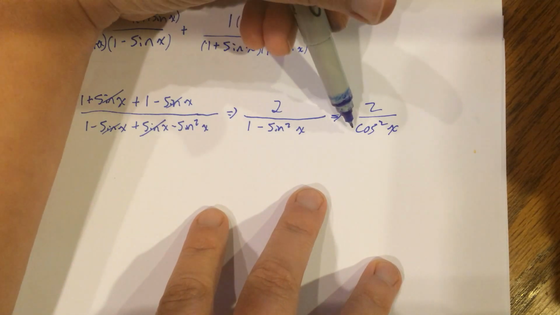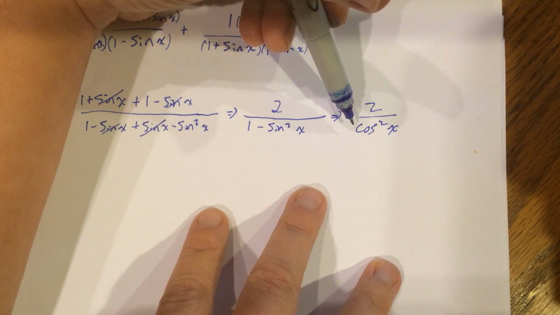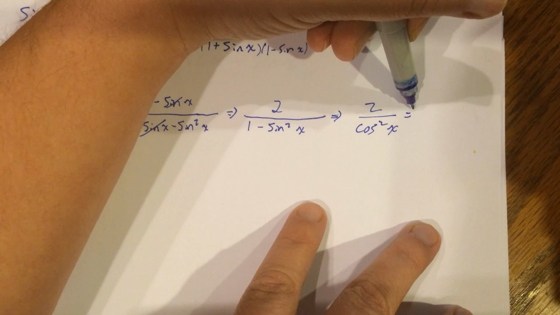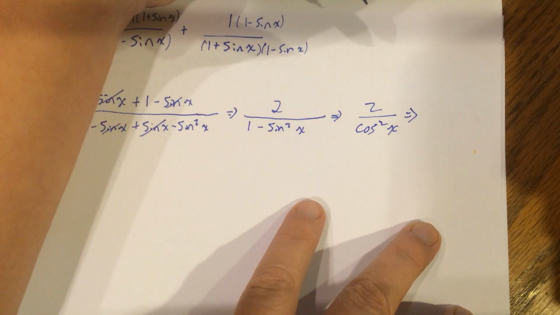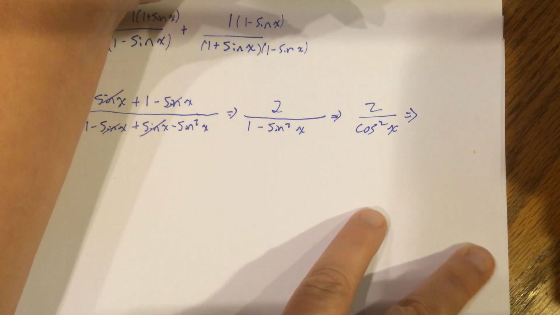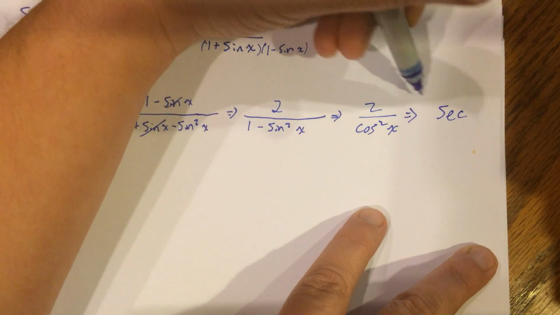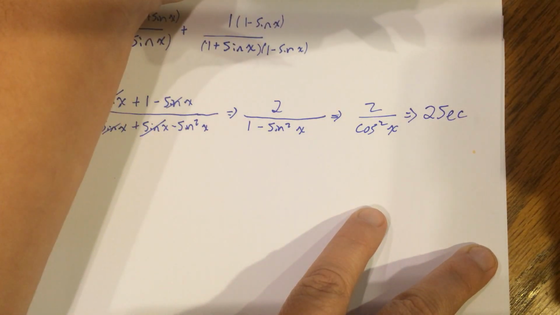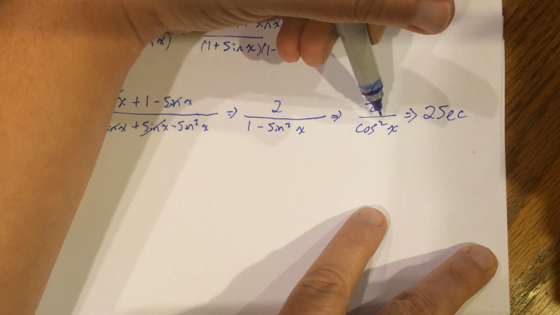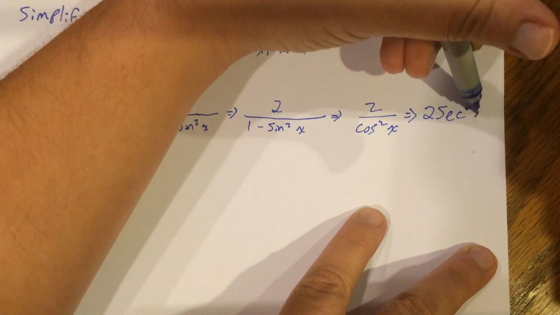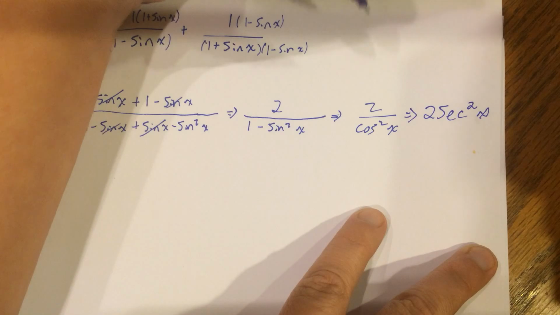Well, cosine's in the denominator, so if it's in the denominator, that means 1 over what? 1 over cosine is what? 1 over cosine is secant. So this is secant. It's not 1 over, though. It's 2. So it's 2 secant. And this was cosine squared. So it's 2 secant squared x. And done.